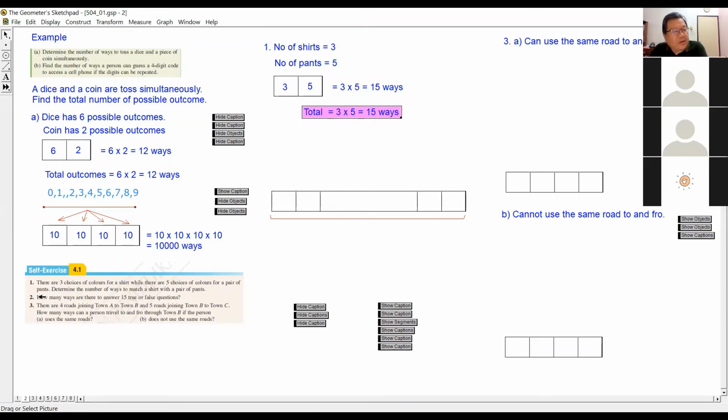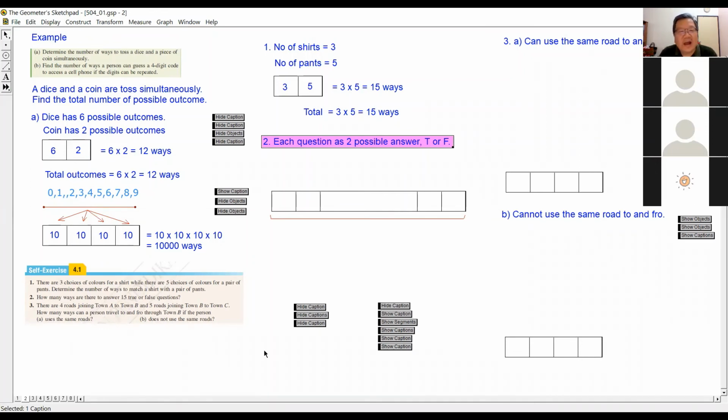Li Ying, can you read question number 2? How many ways are there to answer 15 true or false questions? So, 30? 30. Okay, 30 is not correct. Let me show you. Okay, number 2. Each question has 2 possible answers, true or false.